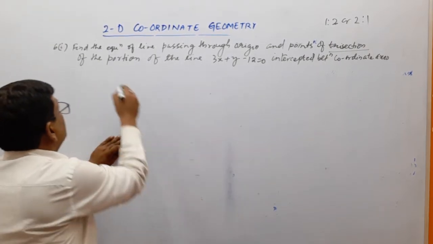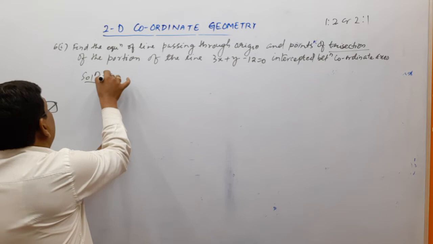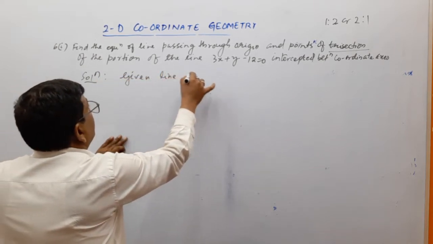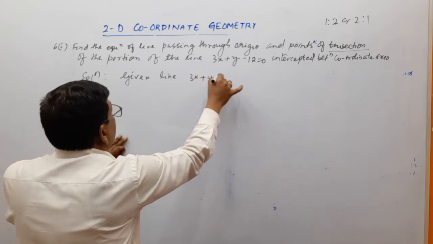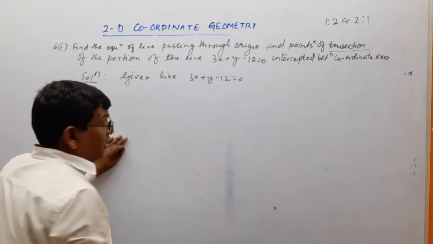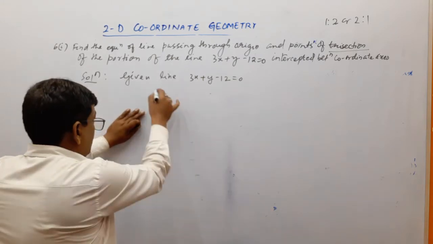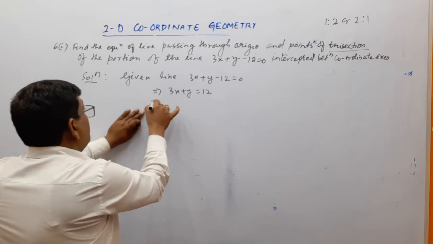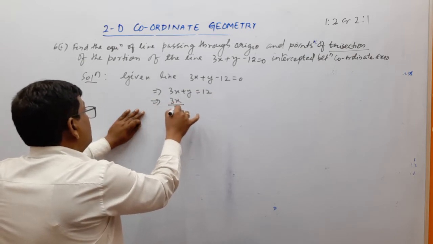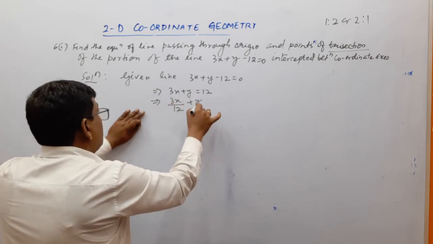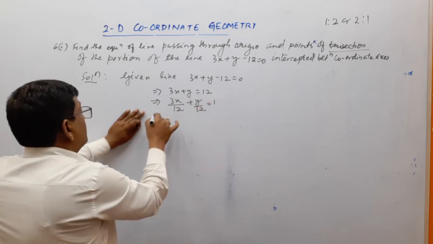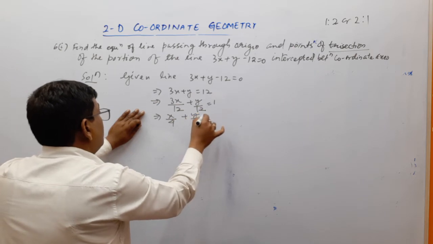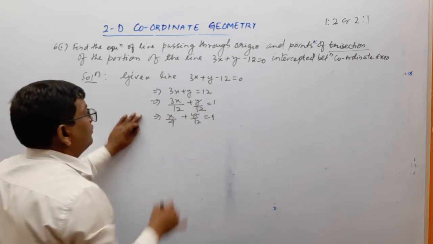So the given line is, solution: 3x plus y minus 12 equal to 0. Make it intercept form. So this will be 3x plus y is equal to 12. Divide both sides by 12. 3x by 12 plus y by 12 is equal to 1. So that implies x by 4 plus y by 12 is equal to 1.